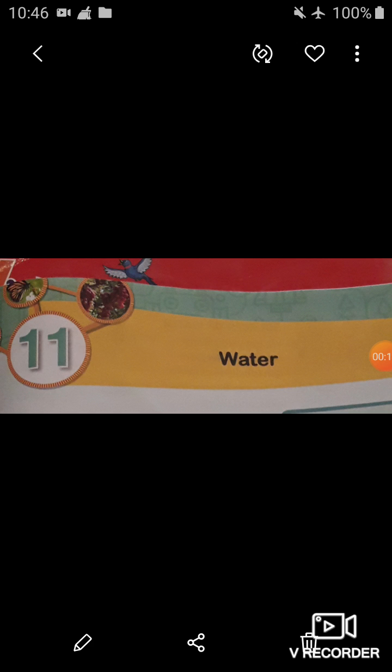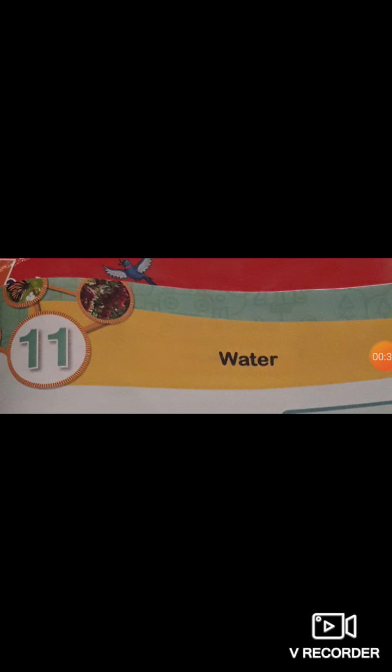So my dear students, today I am here with the remaining exercise of chapter number 11, Water, from your science book. In the explanation of this chapter you will learn about sources of water, storage of water, drinking water and how to save water. Now students, let's do the remaining exercise of this chapter.